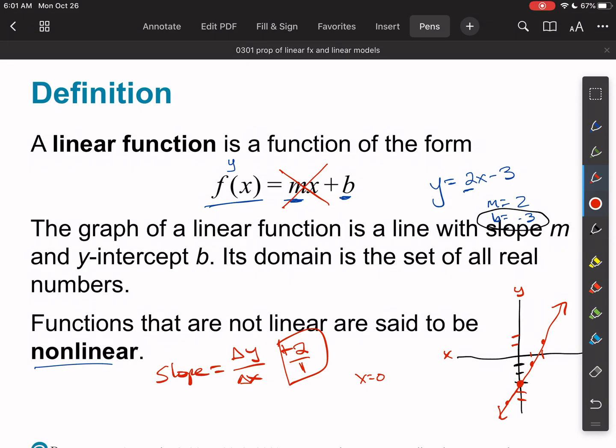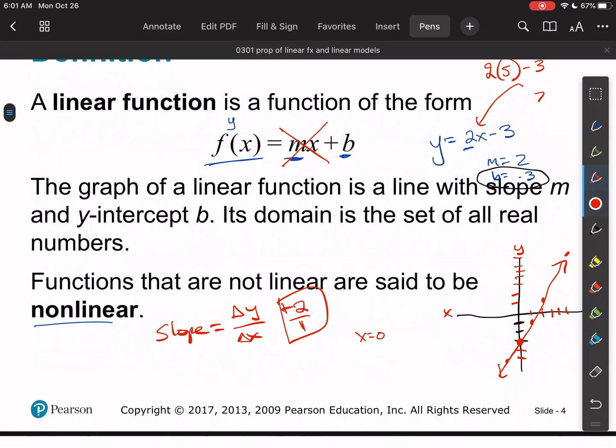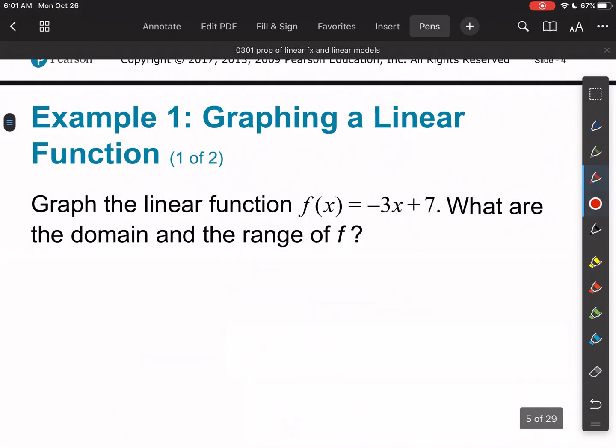There are other ways that you could graph this. You could also just plug in points for x. So if we want to know what happens to y when x is 5, you can plug a 5 in. 2 times 5 is 10, 10 minus 3 is 7. So I know that at 5, I am all the way up at 7, right? So I can get that other point on the line. So that's a linear function. Hopefully that is very familiar to you.